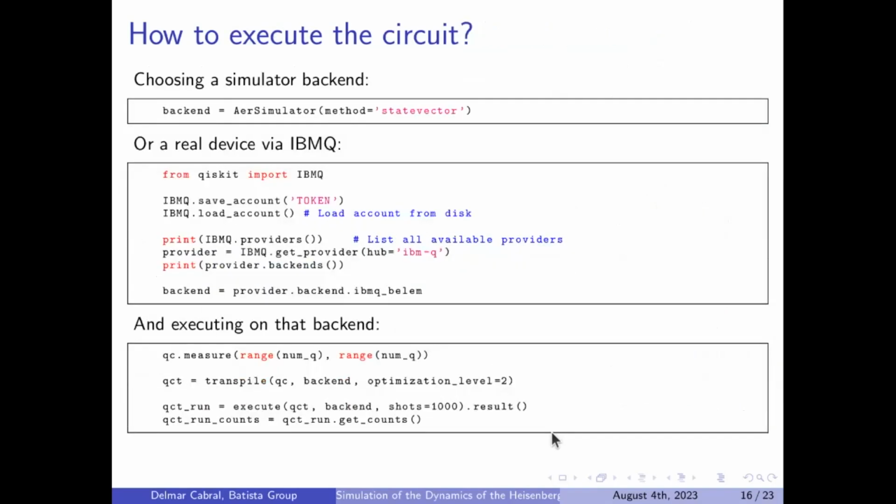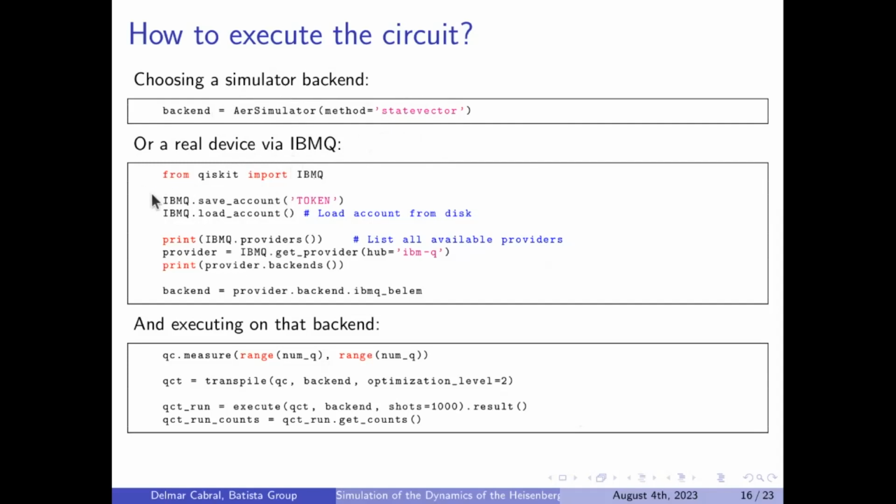So how do you actually execute? We need to specify either a simulator or a real device. In this case, if you want to provide a simulator backend, you can specify a method, in this case statevector, of the Aer simulator, which contains all the simulator backends available within Qiskit. Or if you want a real device to be used, then you need to import the IBM Quantum provider to access all the real devices.